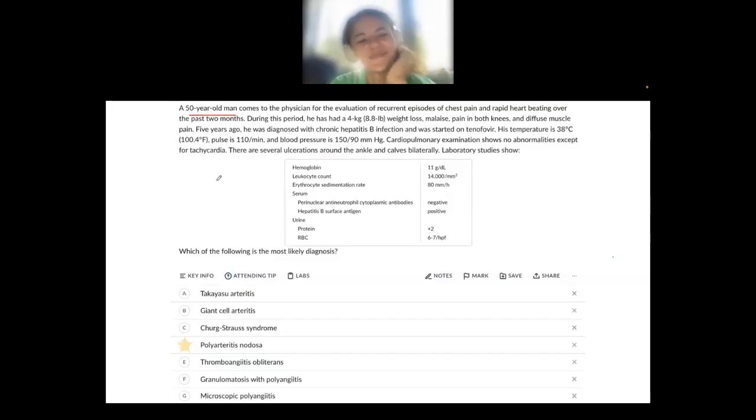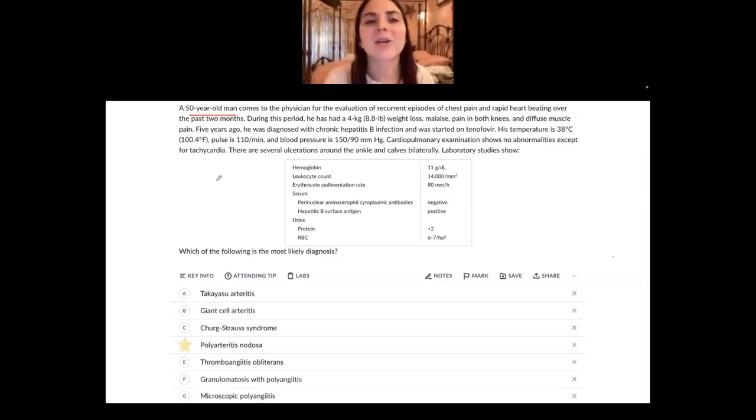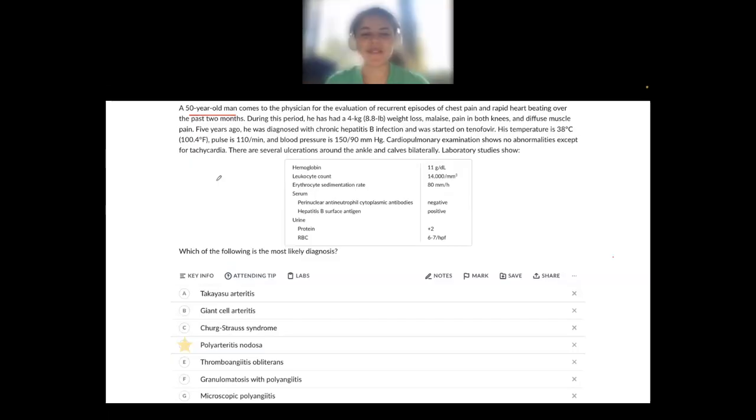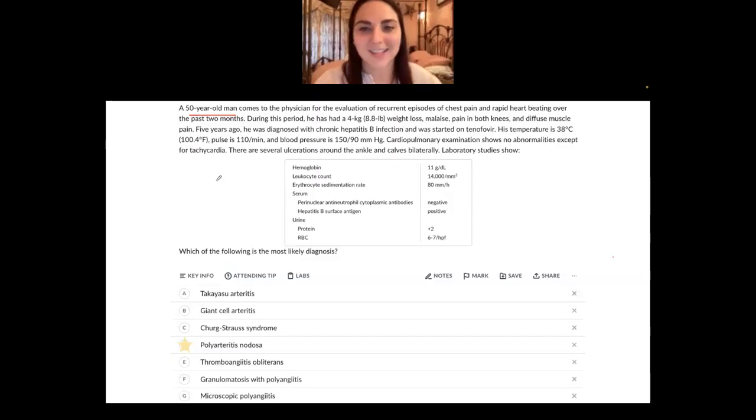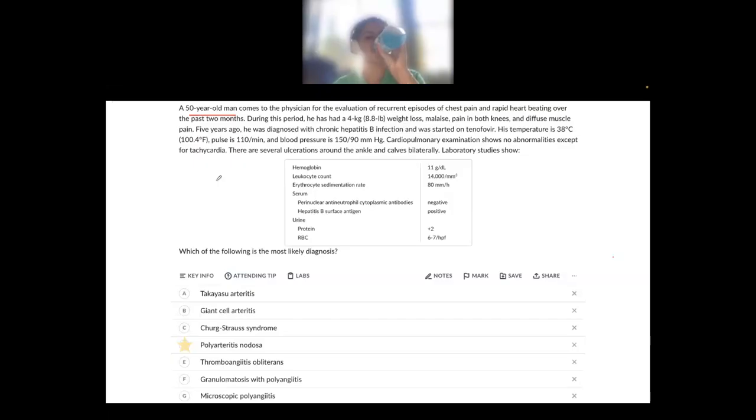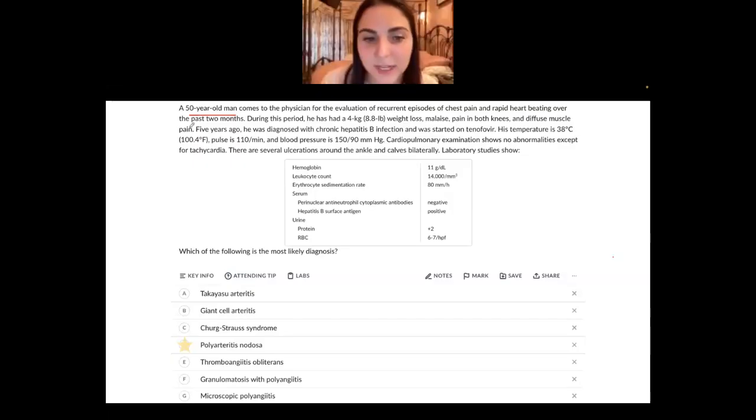Another thing with giant cell, 50-year-old man. I know I said you don't always have to use greater than 50-year-old female for giant cell, but if you're between two and it's a 50-year-old man, you can say this is probably not giant cell. Yeah, giant cell is greater than 50 females almost exclusively.